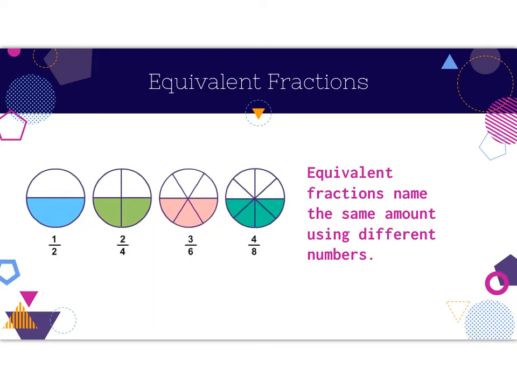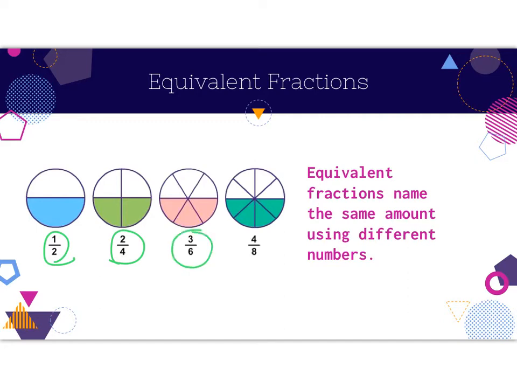Equivalent fractions name the same amount using different numbers. In the example shown, there's the same size whole circle, but at first you have a fraction model representing 1/2. Then we go to 2/4. Notice, however, the shaded portion is exactly the same amount.